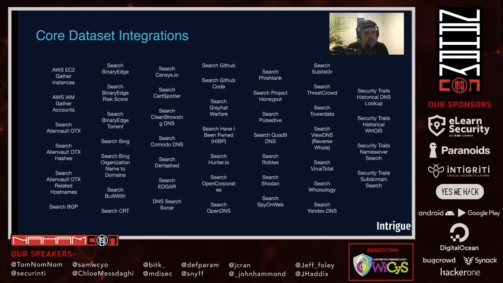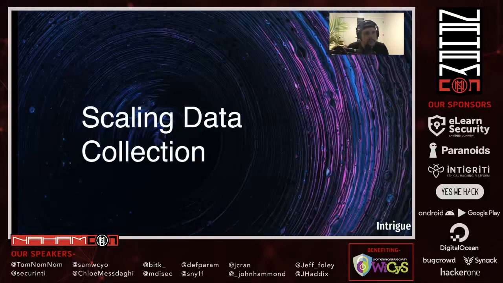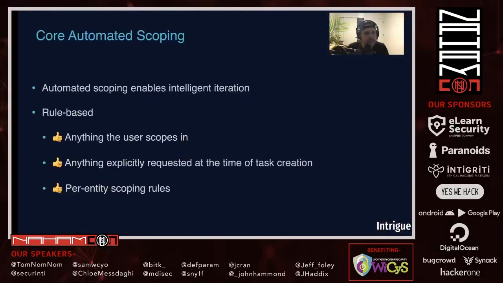And so, with these capabilities in mind, how can we scale up, rather than doing this manually and rather than building a bunch of different automation each individually? Are there ways we can string these things together? That's really what Intrigue Core was built to do. Our required condition, though, is scoping. There's some automated scoping that's built in. It's rule-based, so basically anything the user scopes in or anything explicitly requested to be scoped will be discovered.